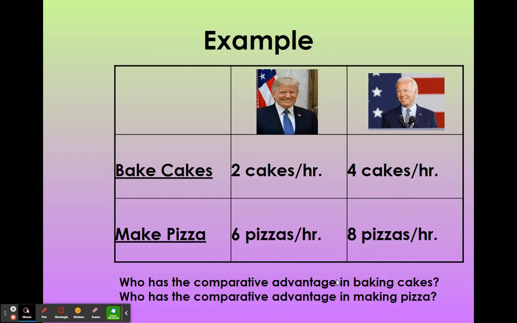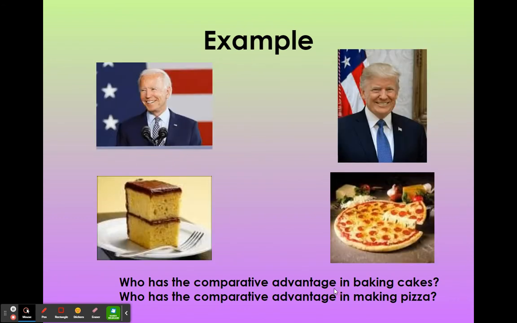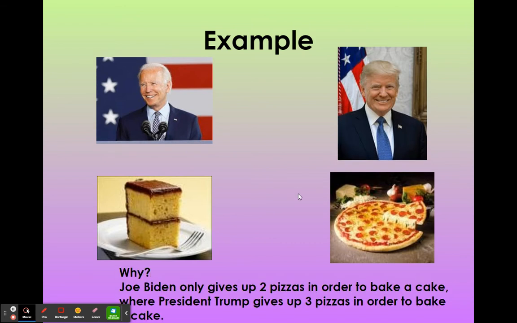Okay. So comparative advantage. Now this is where it can get a little tricky. So comparative advantage for cakes and comparative advantage for pizza. What it comes down to, and we're on the next slide, I'm going to show you how we get this. So Biden has it for cakes, Trump has it for pizza. Okay.